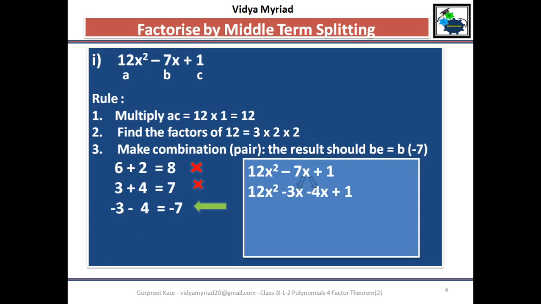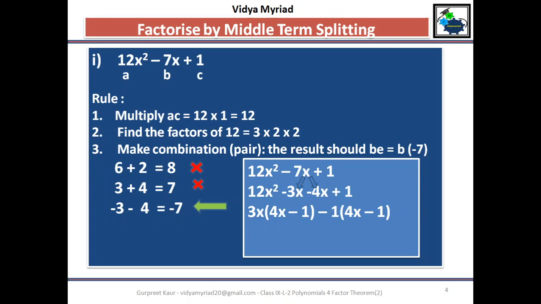Now look here for better understanding. It has become like this: I have split -7x into -3x and -4x. Now try to take out common factors. From the first two terms, 12x square minus 3x, you can easily take out 3x. So inside the bracket you get 4x minus 1. Next, taking minus outside, inside it will be 4x minus 1. You must be thinking that here it is +1. Why have I taken -1?